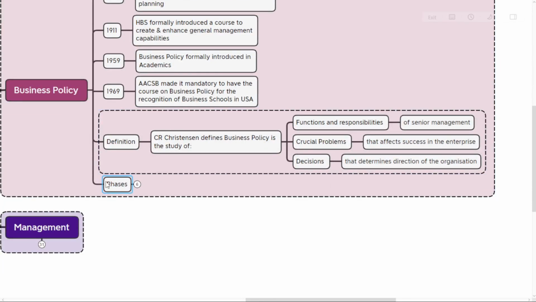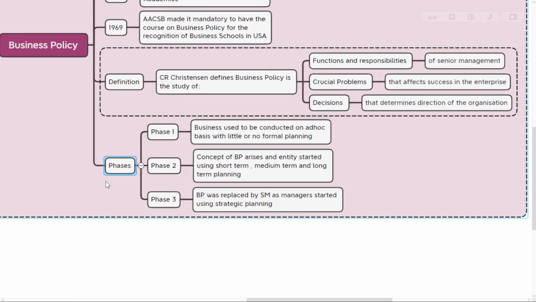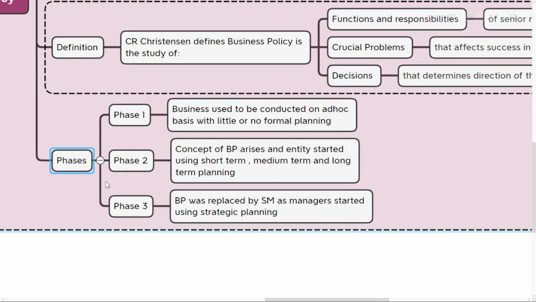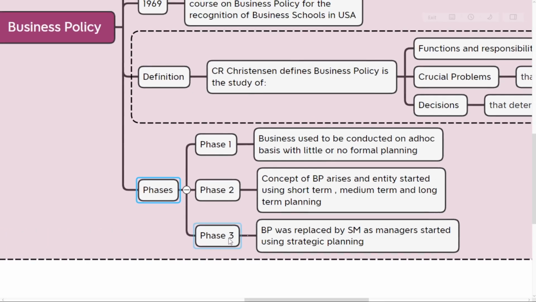Phase 1: business used to be conducted on an ad hoc basis with little or no formal planning. Phase 2: the concept of business policy arises and entities started using short-term, medium-term and long-term planning. Phase 3: business policy was replaced by strategic management as managers started using strategic planning.